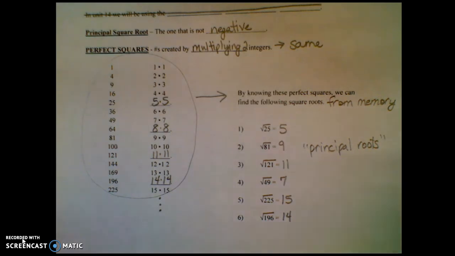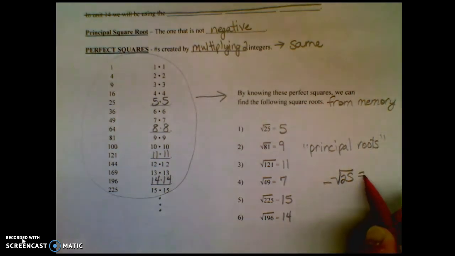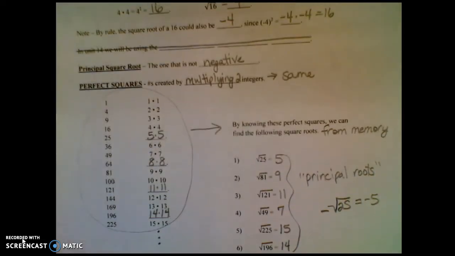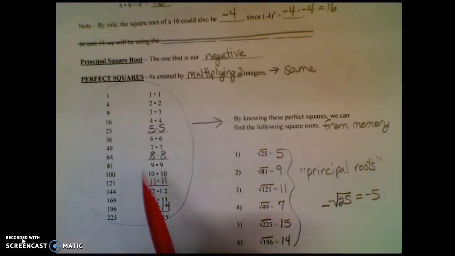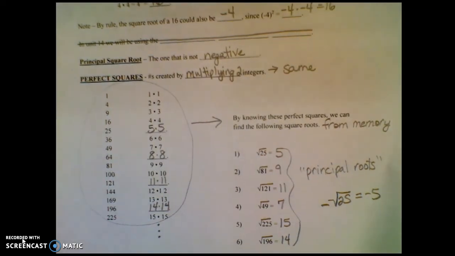If I wanted the other root, the secondary root, like if I wanted the secondary root of square root of 25, I would put a negative sign in front of it to tell me that I wanted the negative 5 root. That's how you tell the difference. But these ones here are all principal roots. Okay, so get this into memory. Make yourself some flashcards if you need to. We're going to use those to simplify.